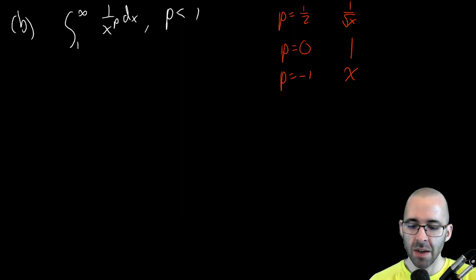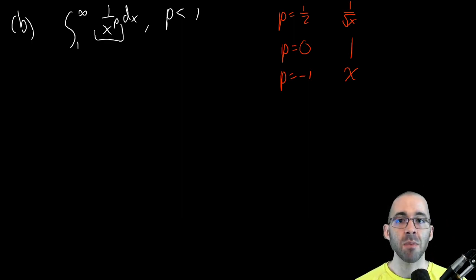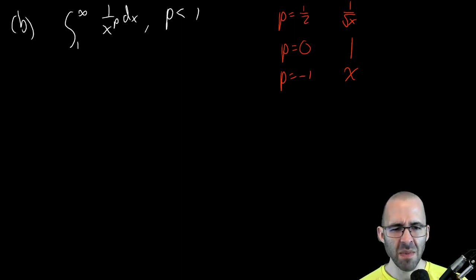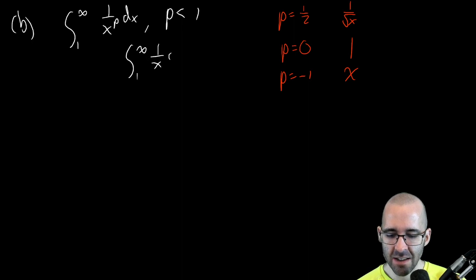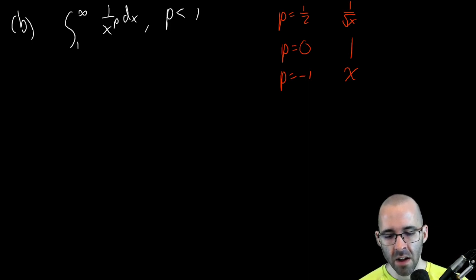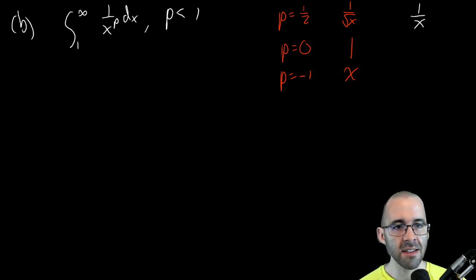So can we compare this with something? Is this bigger than something that we know diverges? And I may not have included it, actually, but the integral from 1 to infinity of 1 over x dx does diverge. So can we compare it to that? Do all of these compare with 1 over x in the same way? Noting that x is at least 1.